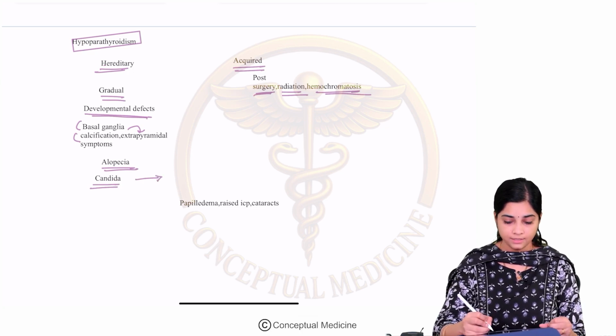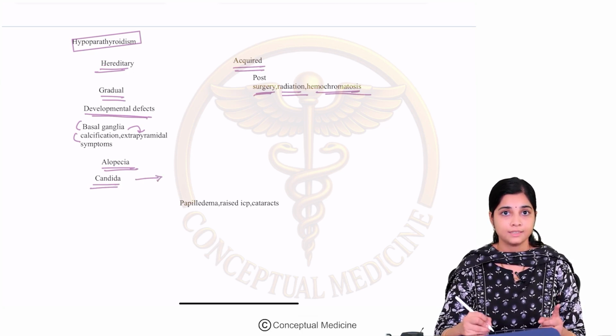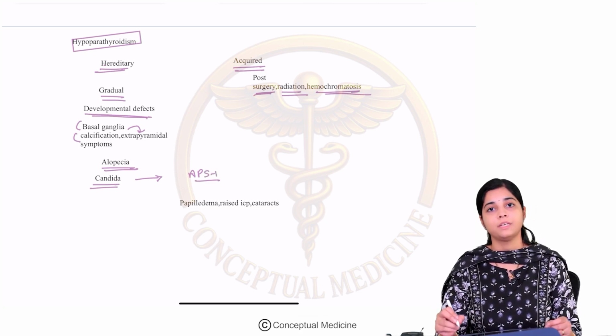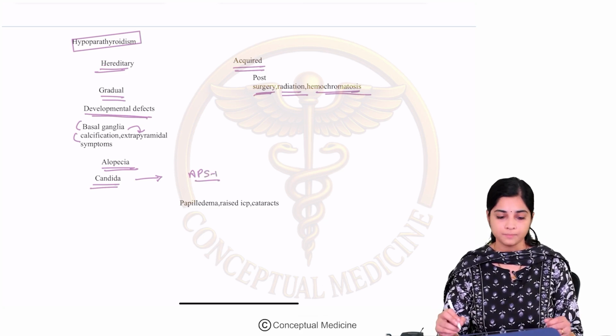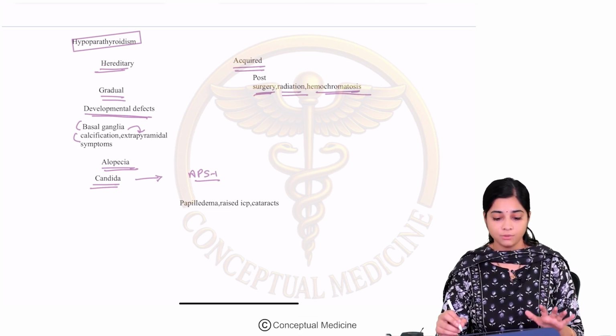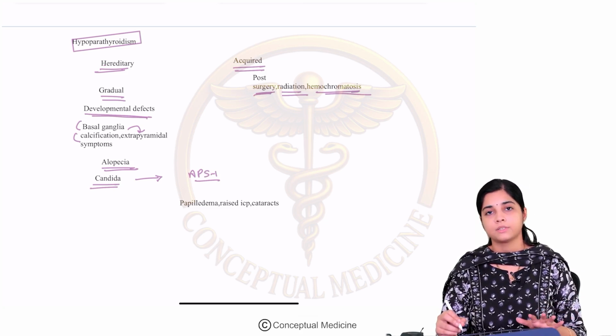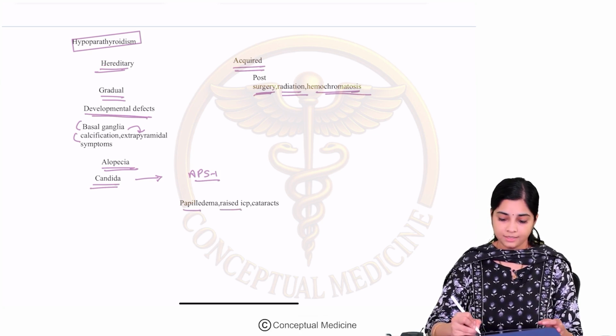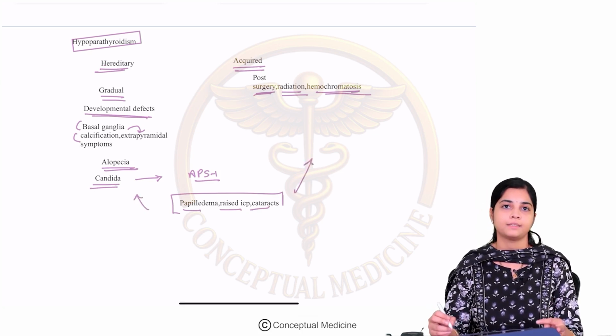Where is candida seen? Your chronic mucocutaneous candidiasis is seen where? It is seen in your APS1, your autoimmune polyendocrine syndrome type 1. Okay. So this is about how both hereditary and acquired causes are different from one another. But papilledema, raised ICP, cataracts are all features which are common to both hereditary and acquired causes for hypoparathyroidism.